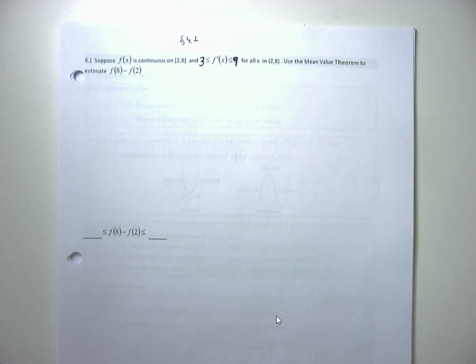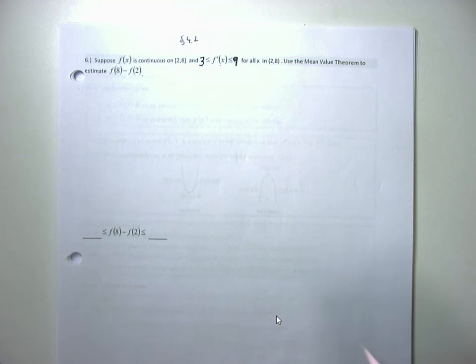All right, so here's the deal. Suppose f of x is continuous on the closed interval between 2 and 8, and 3 is less or equal to f prime of x, which is less or equal to 9, for all x in the interval between 2 and 8. Use the mean value theorem to estimate what f of 8 minus f of 2 is.